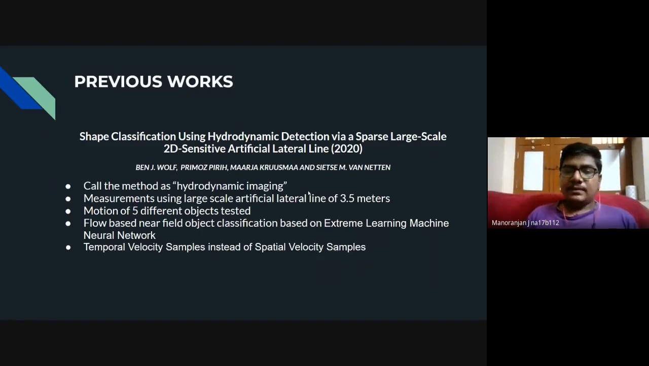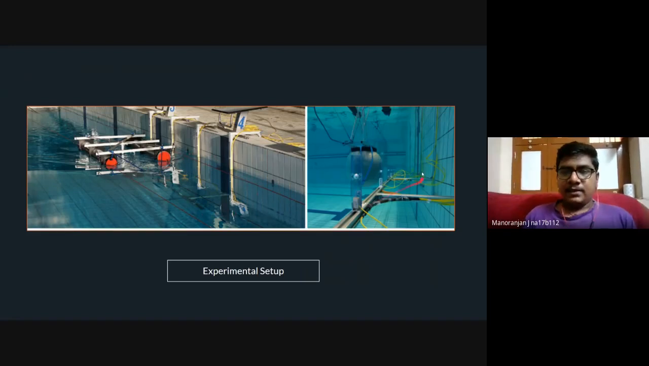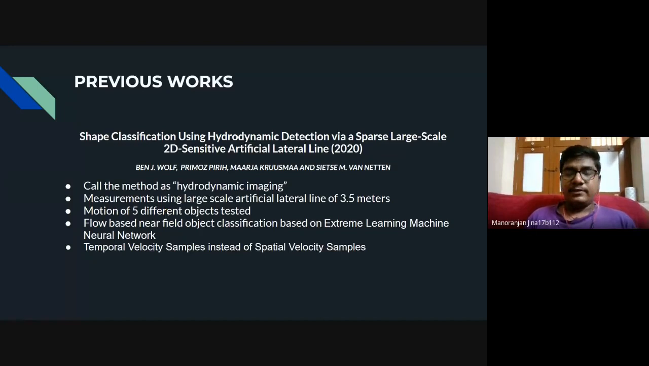They call the method they are using hydrodynamic imaging. What they did was use 5 different objects, and they made them move across the sensor system. It will be similar to this sensor array. I can show you that picture as well. These are the sensors that they are using. They have placed sensors spaced across some distance, and they make the object move across these sensors. Again they will be trying to predict velocity here.